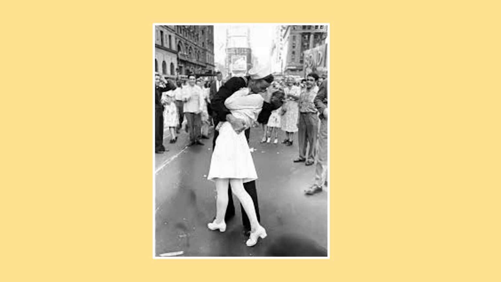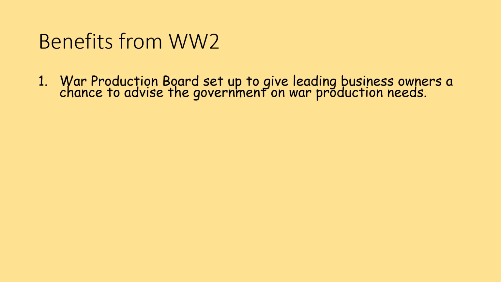Let's move on to look at the benefits that America experienced during World War II and because of World War II. So we have government going back to an attitude that it had during the 1920s, where they were very much looking to the big titans of industry to help them understand how they could get America to a point where their industry was in the best position to produce for the war. So they set up the War Production Board, and these leading business owners were advising the government on what the country should do and the needs that would be there.